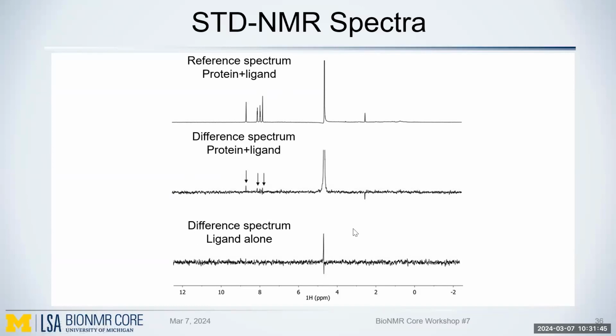And finally, you have a ligand alone spectrum. That's the negative control spectrum. And there should be no peak in this difference negative control spectrum. So showing this ligand does not aggregate in solution.